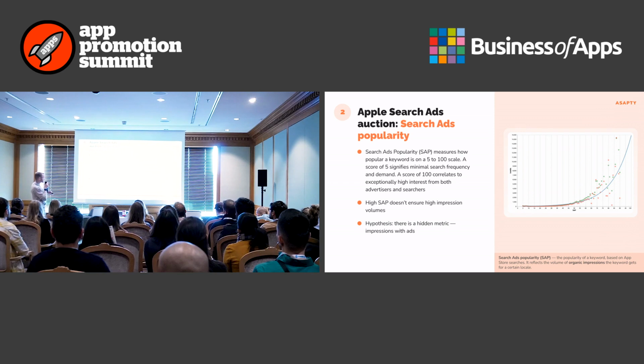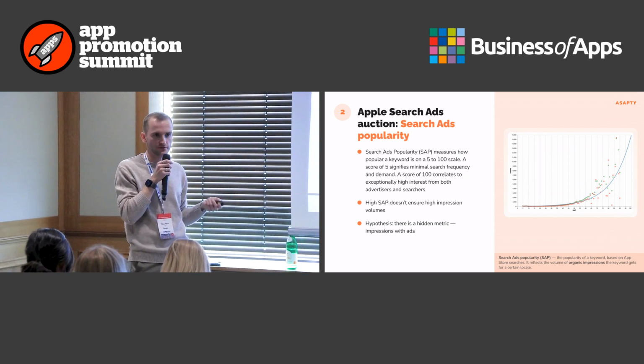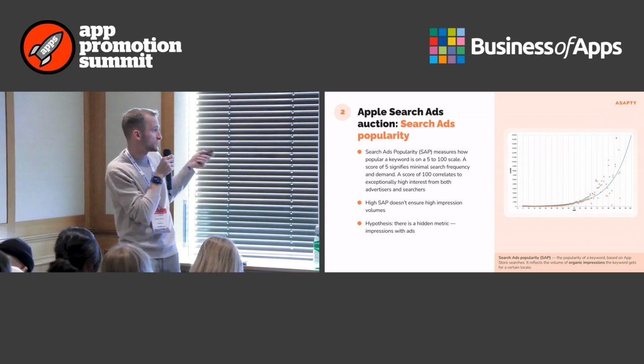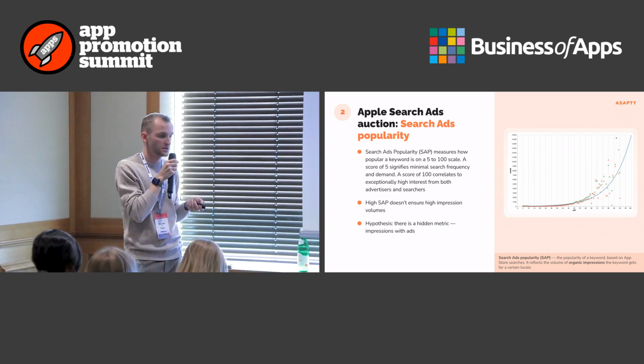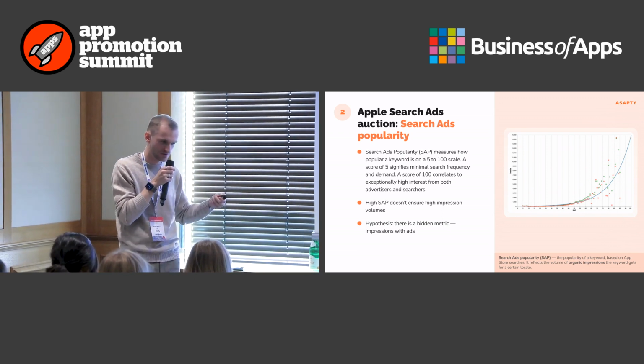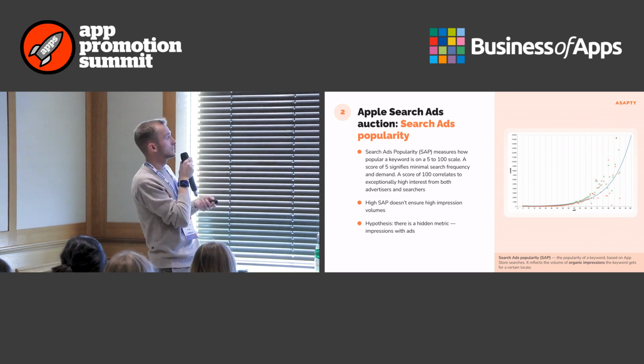And one hypothesis from us is that there is a hidden metric in Apple Search Ads, which we call impressions with ads. It means that not every organic search will have the Apple Search Ads advertising banner in the results. And that's why we have this situation where the auction is kind of reserved for all the apps in the auction.